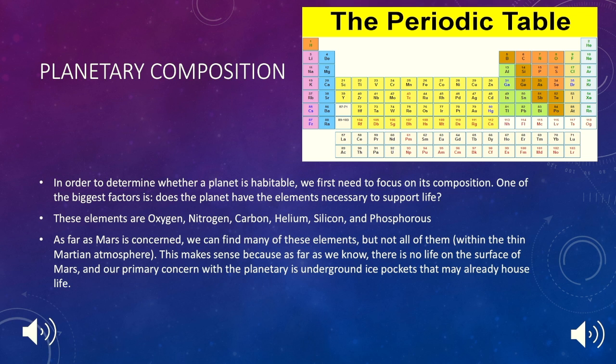As far as Mars is concerned, we can find many of these elements, but not all of them. This is partially due to the thin atmosphere, and as the planet currently doesn't support life, it makes sense that it wouldn't have all these elements. However, there's reason to suggest that it may actually support life despite this, but that life is underground. Because we know of the existence of some ice pockets and now even a water pocket, but we'll discuss that later. But according to the necessary elements for life, the planet does not support it, at least on the surface.